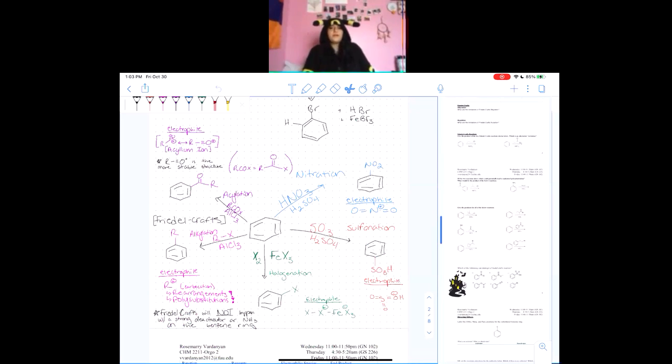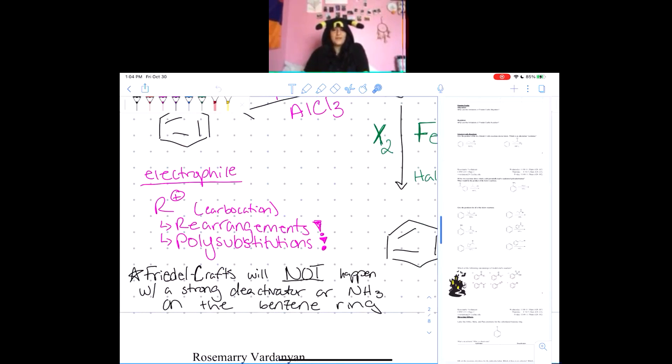Last time we looked at all of these reactions and we talked about how Friedel Crafts is special because Friedel Crafts has alkylation and acylation, which involve carbon groups, right? And the rest of these reactions are all pretty straightforward. All you really have to know is the reagent, nucleophile, and final product. And the concept I gave you guys is Friedel Crafts will not happen with a strong deactivator or NH2. So we're going to figure out what that means.